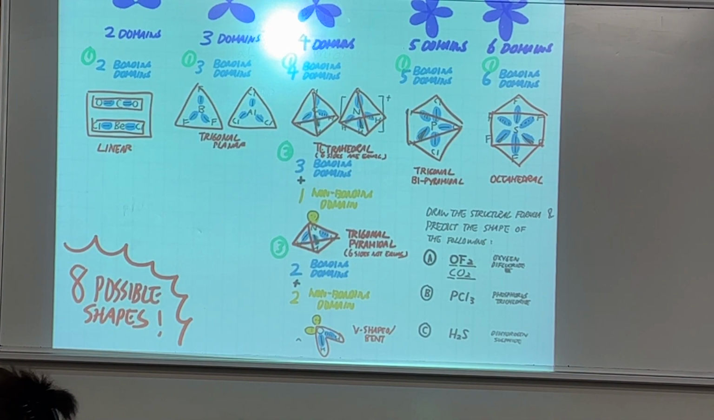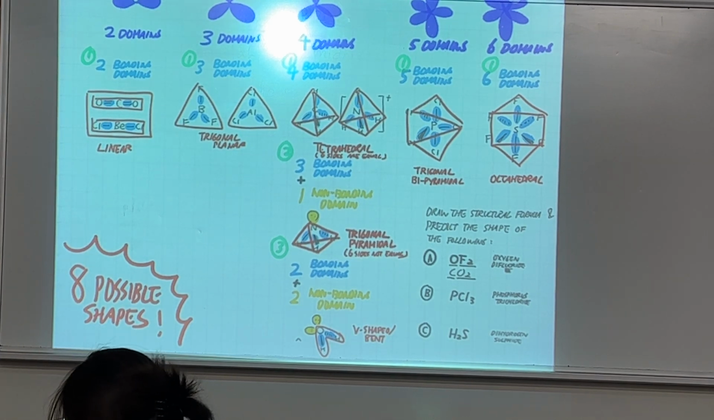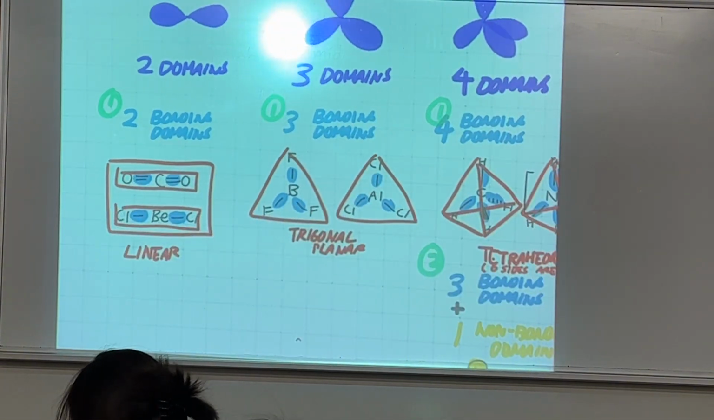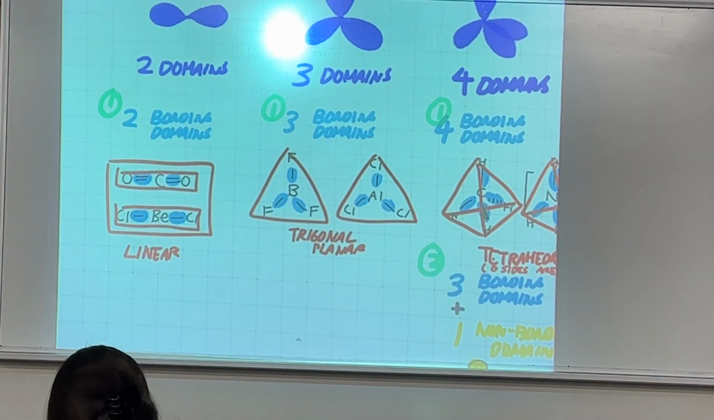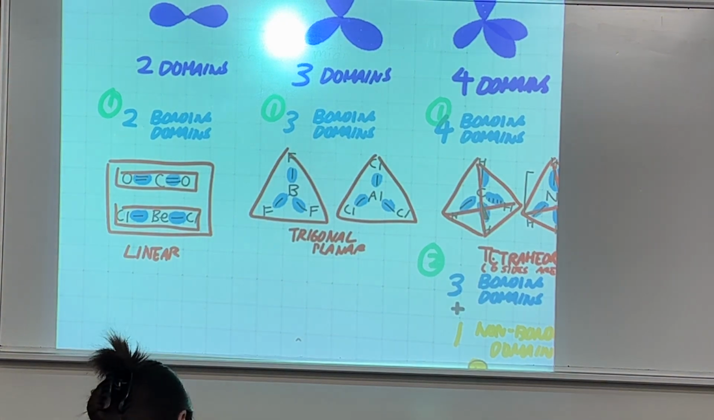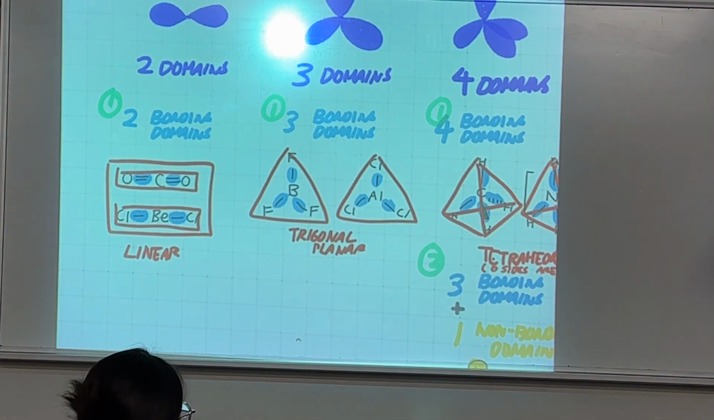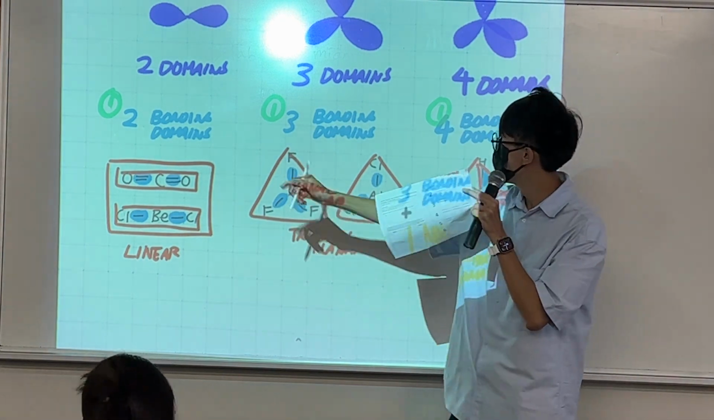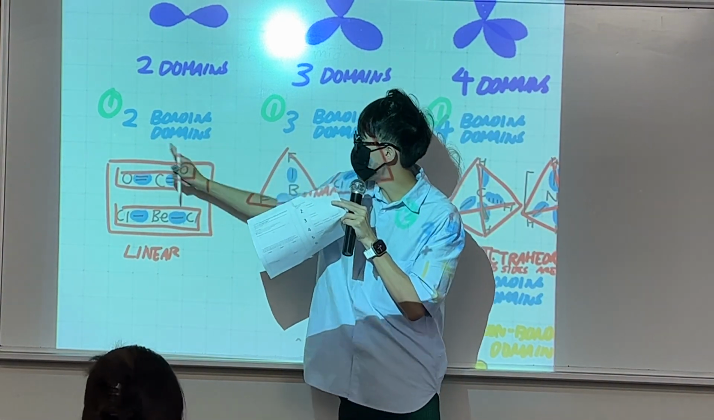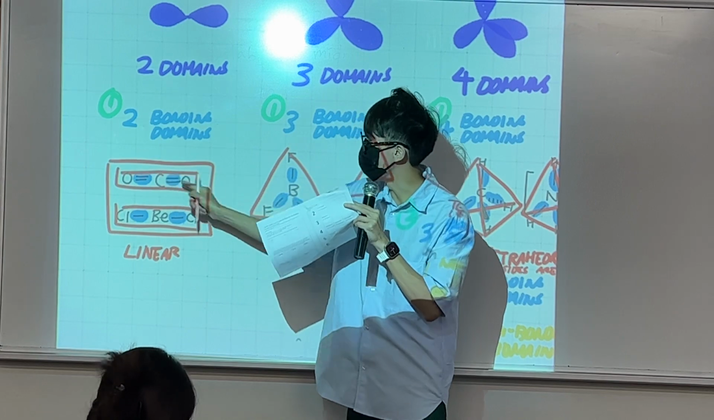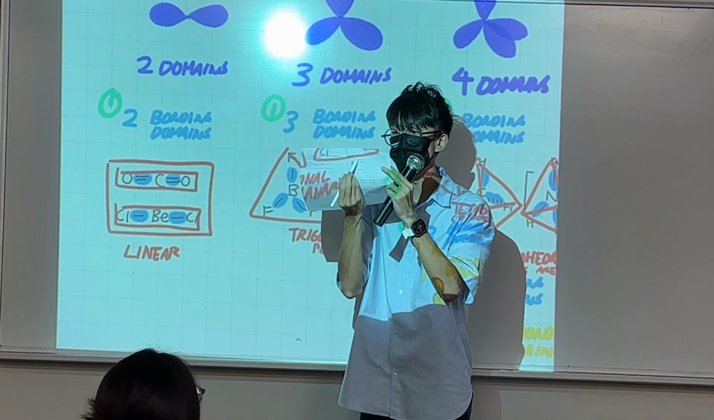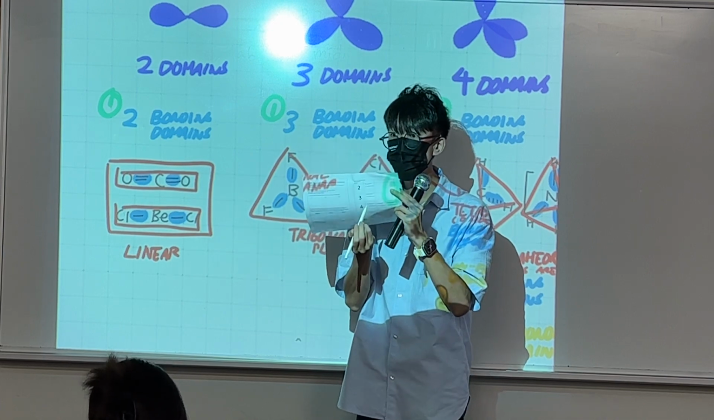2 domains. What do you have to fill in? 2 domains can only be 2 bonding domains plus 0 non-bonding domains. So can you fill this in? There are actually 2 blanks for bonding and non-bonding. So put down 2 bonding domains and 0 non-bonding domains. You see I wrote nothing about non-bonding domains because there are none. This is 0, and this is 2. So 2 and 0.